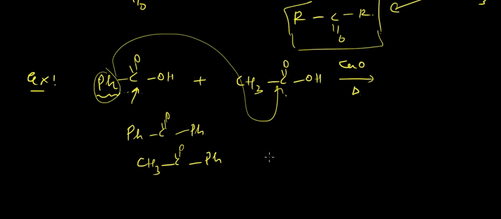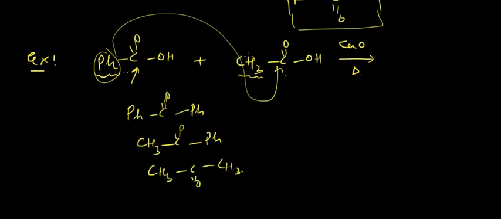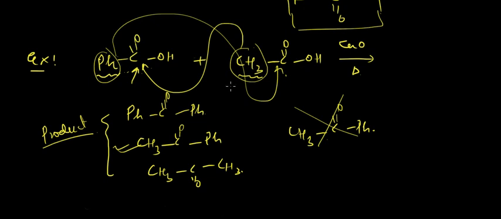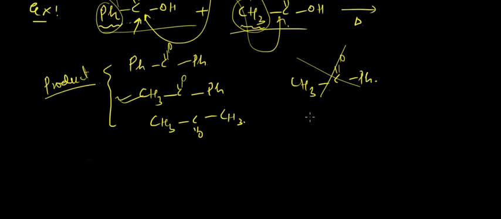Next, what can be the case? We can also have the situation wherein this CH3 gets attached to itself. So we'll get something like this. And the final one would be this CO3 getting attached to this carbon atom, so we'll get CH3 CO Ph. But this is similar to this one, hence only 3 products are the ones which we get after reaction of these two with CaO when we heat it.